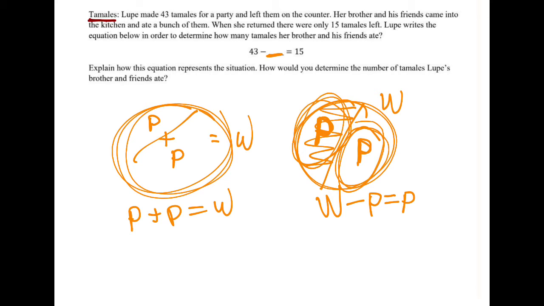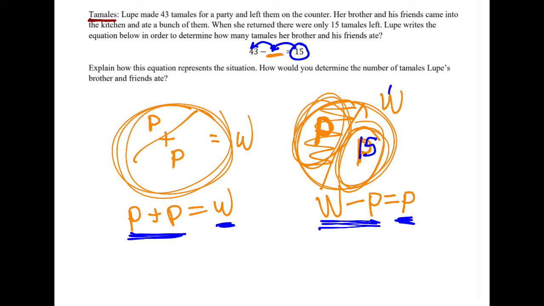Okay, so how would we determine the number that were left? We're going to work it backwards, right? If we know that the whole minus the part equals the part, we also know that the two parts added together equal the whole. So 15 add what gives you 43? We could go backwards. We know this is 15. Whoops, the other one's 15, isn't it? That's how many were left.